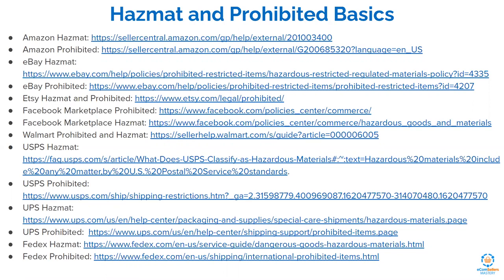But here's the deal. You really do need to know what the guidelines are for the platforms on which you plan on listing this item. Even though we've gone through Amazon, eBay, Etsy, Facebook Marketplace, Walmart, if there's another platform you're going to sell on, don't overlook the information for that specific platform. Go look for it, go find it, go read, especially if you're going to include a product that's hazmat.